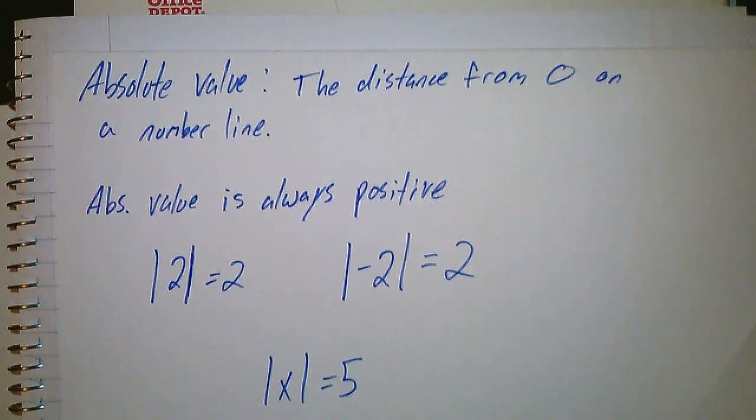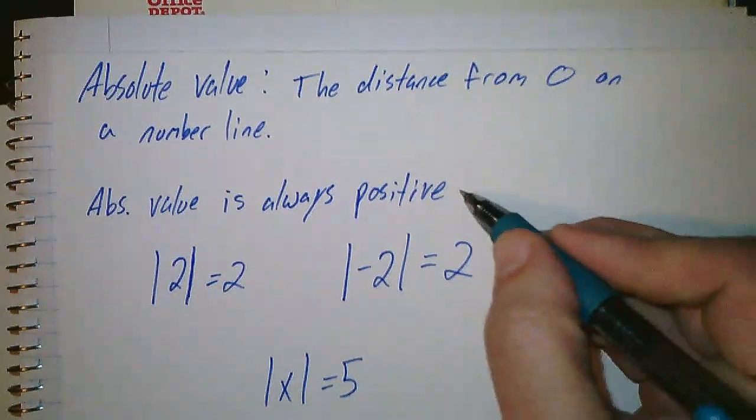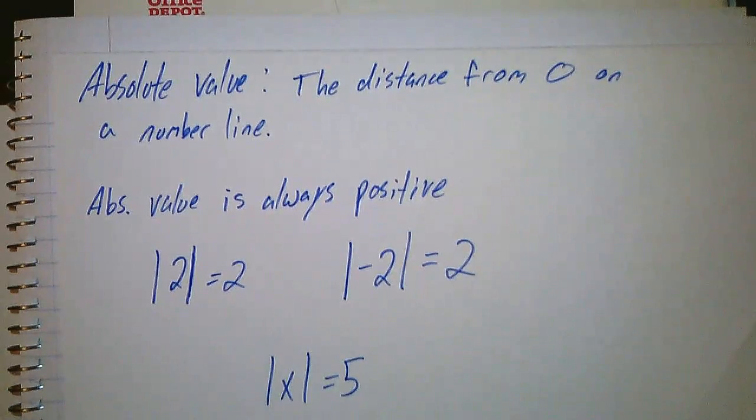All right, let's talk about absolute value and how we solve absolute value equations. Absolute value is the distance from zero on a number line. Absolute value is always positive. Keep that in mind as we look at examples.